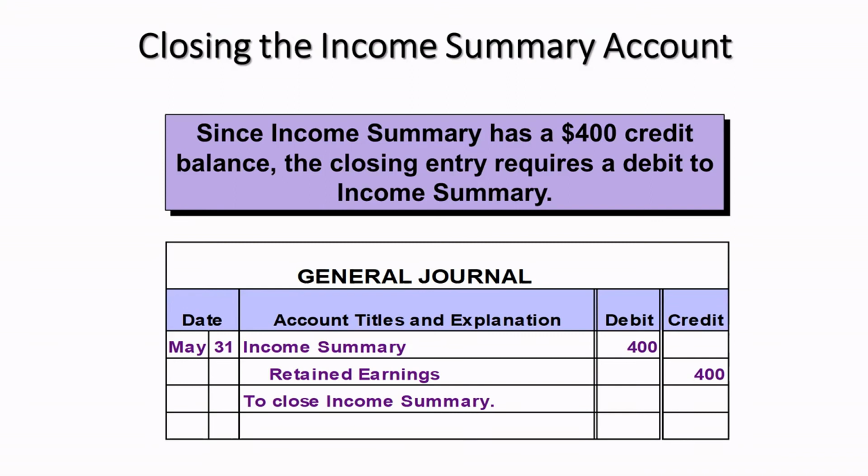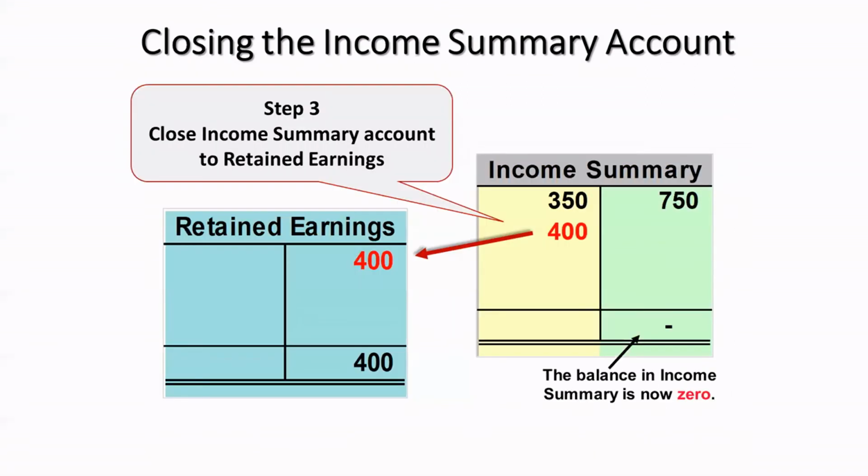Let's look at the ledger account balances. Income summary now has a zero balance, and net income appears on the credit side of retained earnings. Remember, credits to retained earnings increase the account balance. The final closing entry deals with dividends.